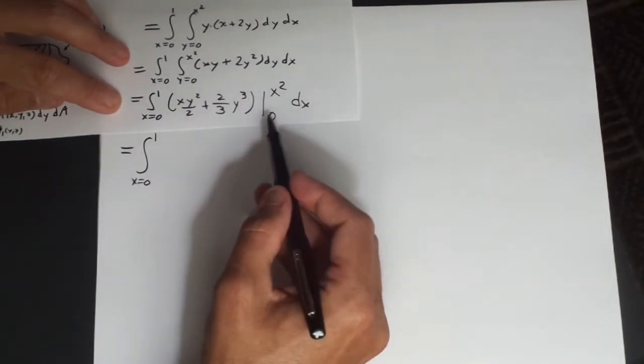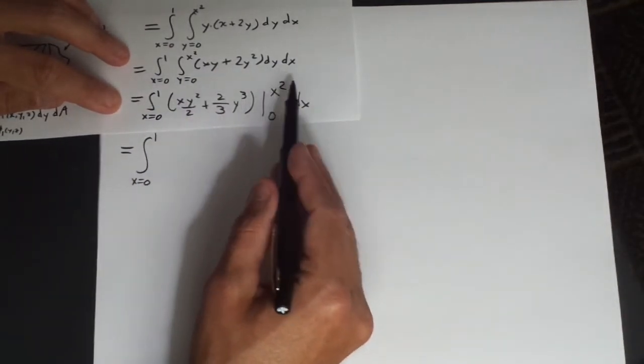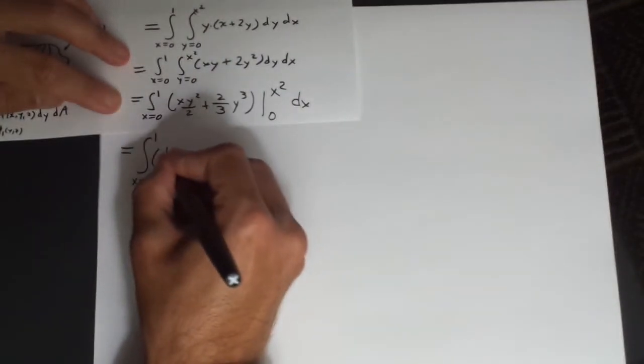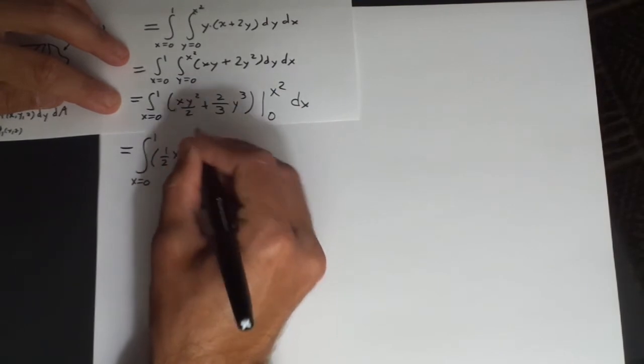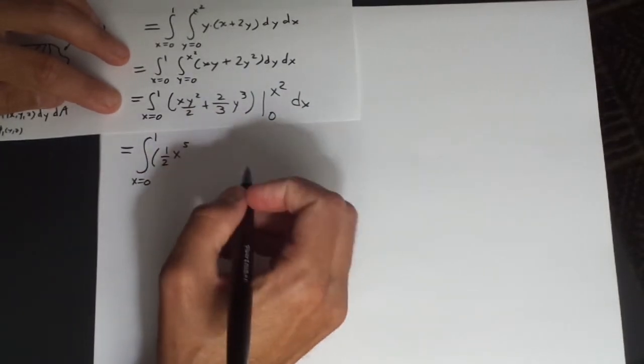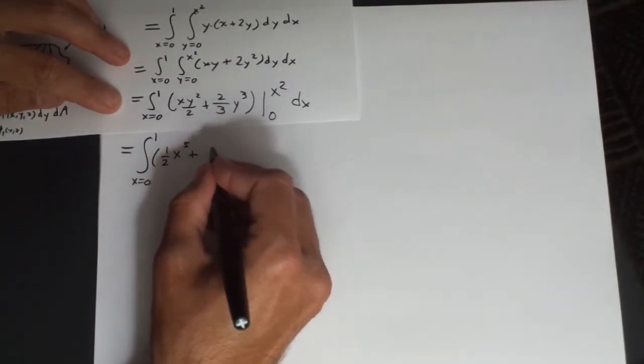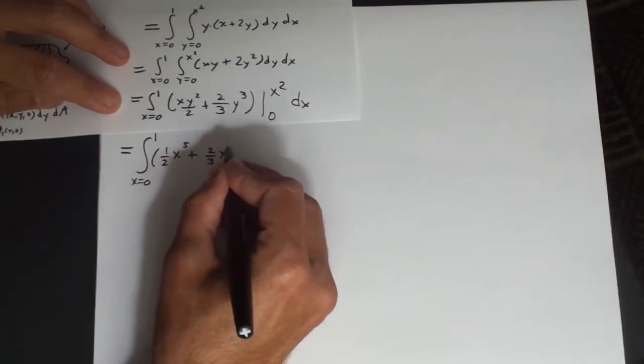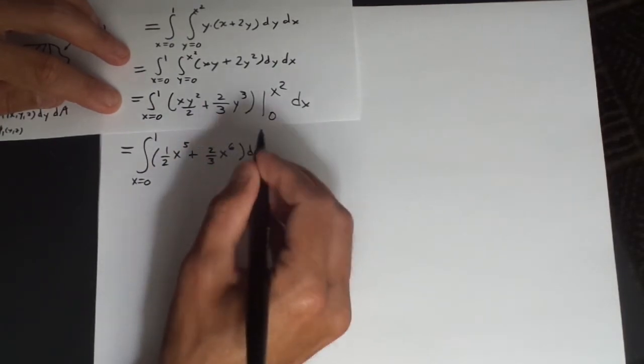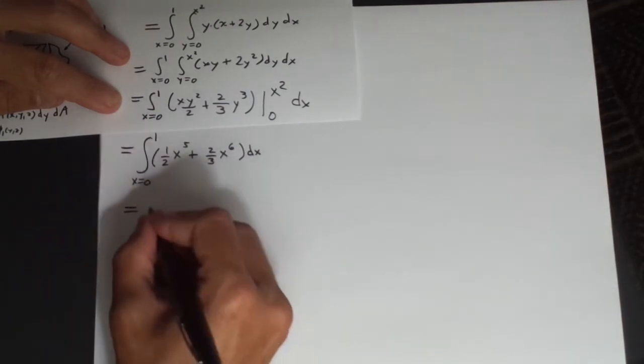Of course, when I plug in 0, I'm not going to get anything. So I'm just essentially plugging in x squared for y. I believe that's going to give me 1/2 of x to the 5th, right? Plus 2/3 of x to the 6th. And finally, I have to evaluate that integral.